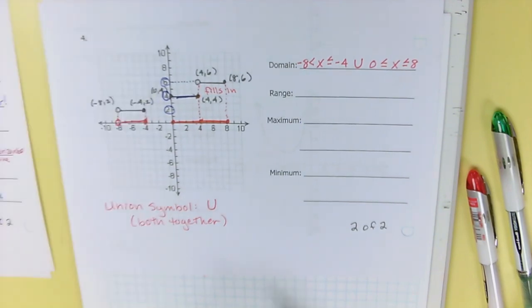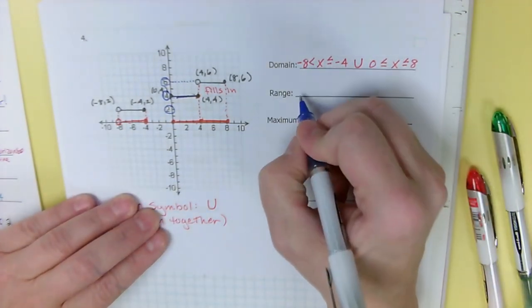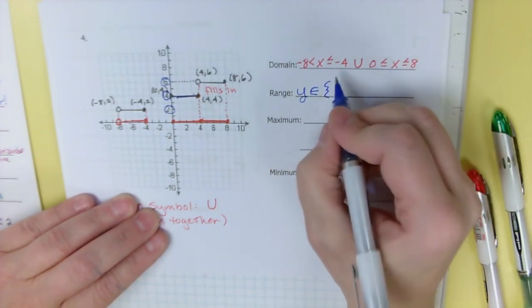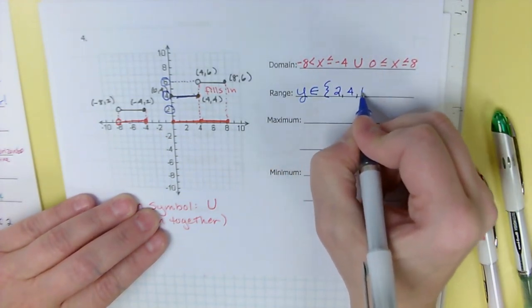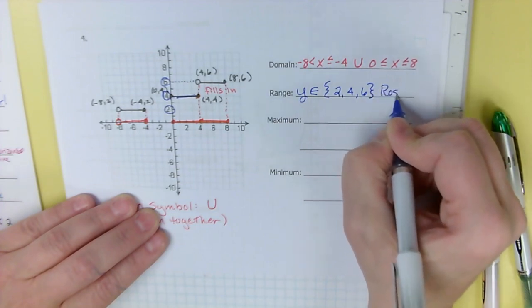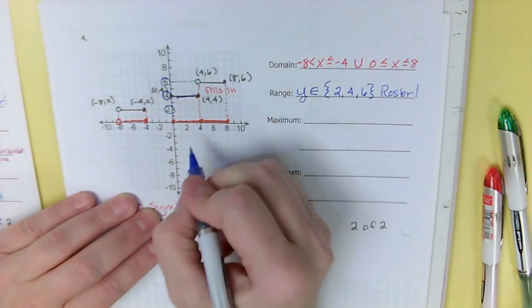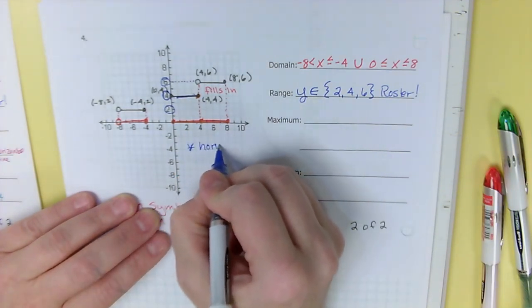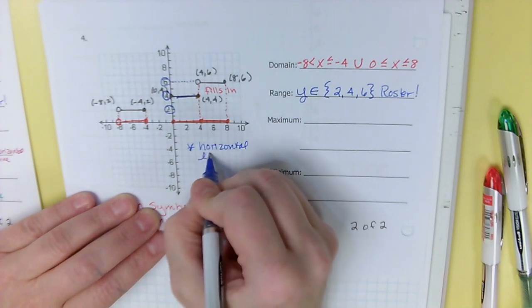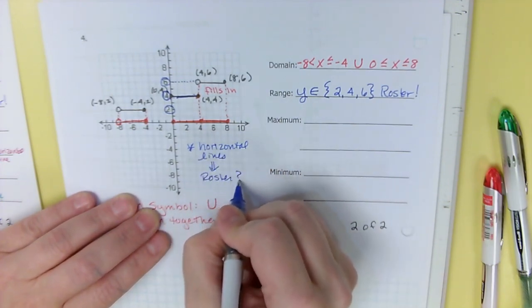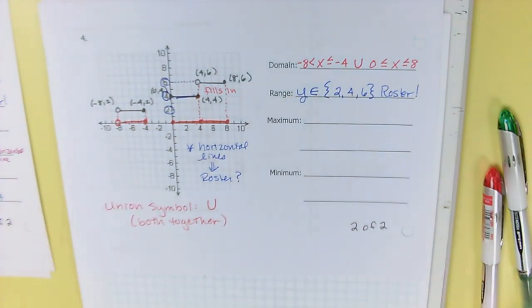If you're going to list specific y values with nothing in between, you use roster notation. So here we go. Y is an element of the set containing 2, 4, and 6. And again, this is roster notation. Anytime you see horizontal lines, you need to consider roster notation. Because a horizontal line means all those y values for that whole line are actually the same.